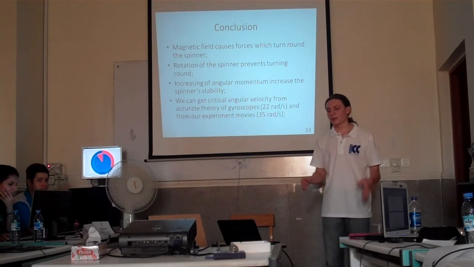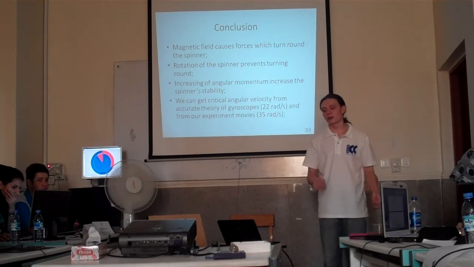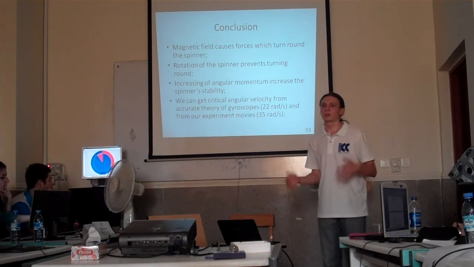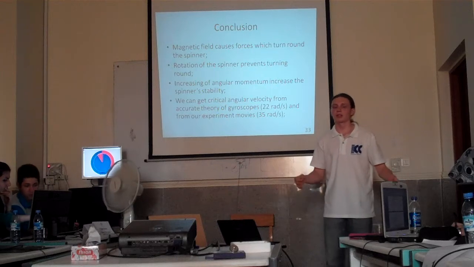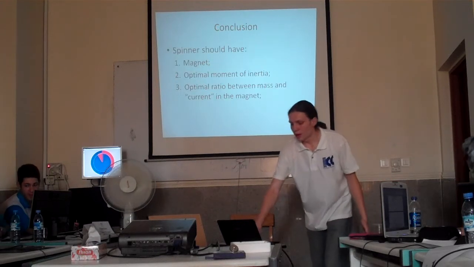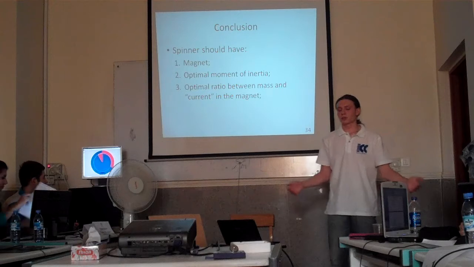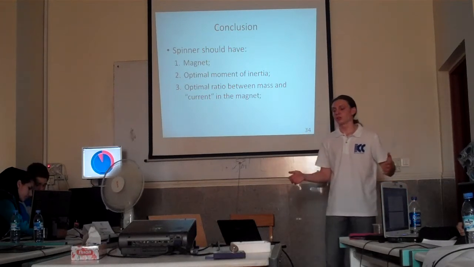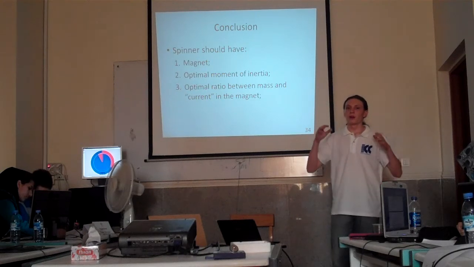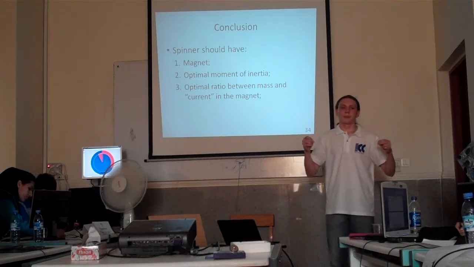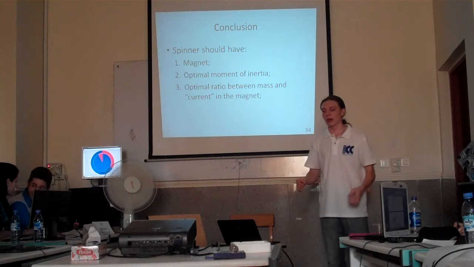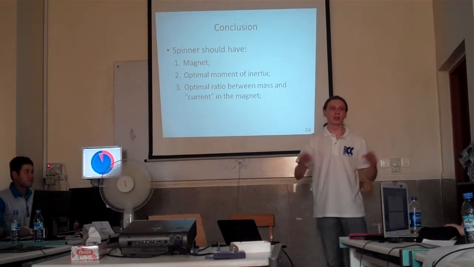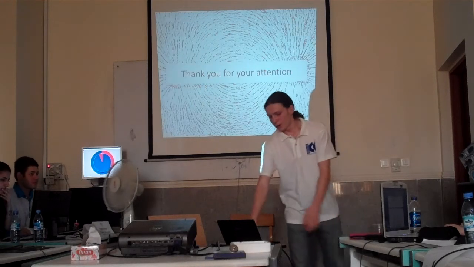We can get the critical angular velocity from the accurate series of gyroscopes and from experiment movies. And as we see in the experiment, they will be bigger because our case is not ideal. We also have some parameters of the spinner. The spinner should certainly have a magnet, and it should have an optimal moment of inertia to have bigger angular momentum to be given from our hands, and an optimal ratio between mass and current in the magnets to get the best zone of stability. So that's all.